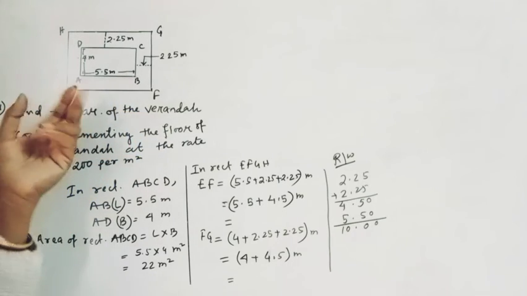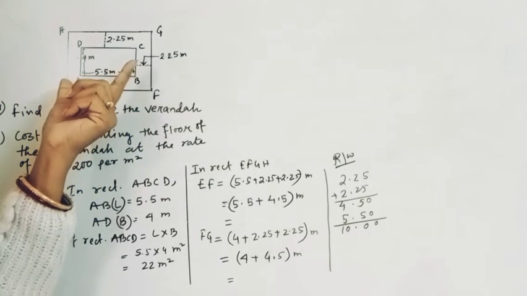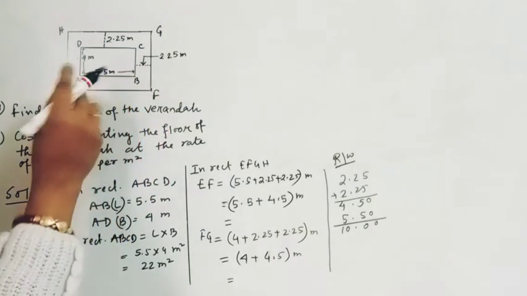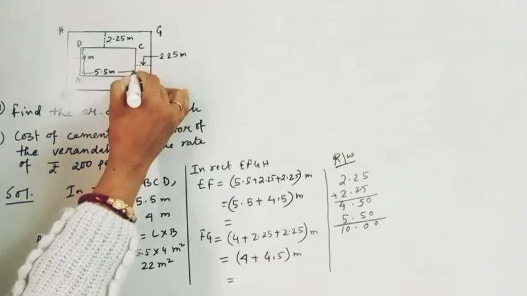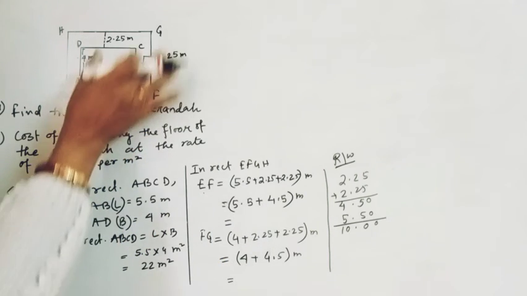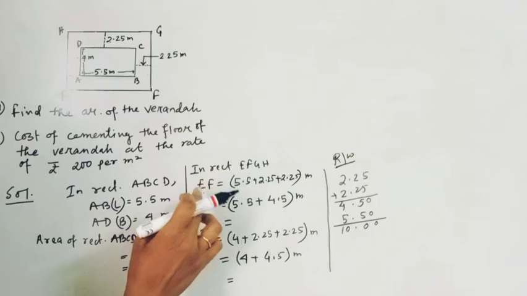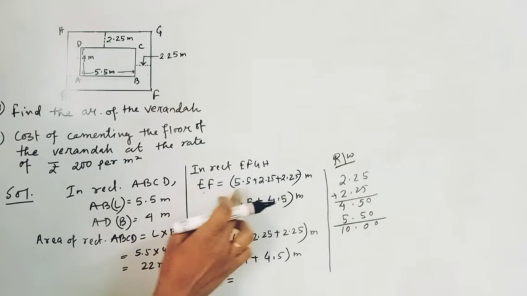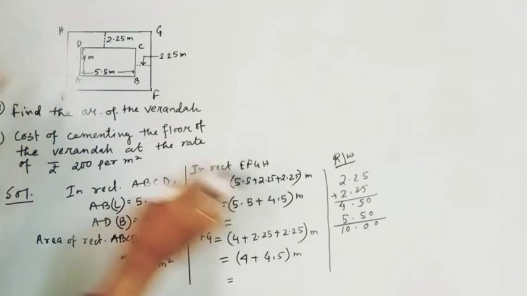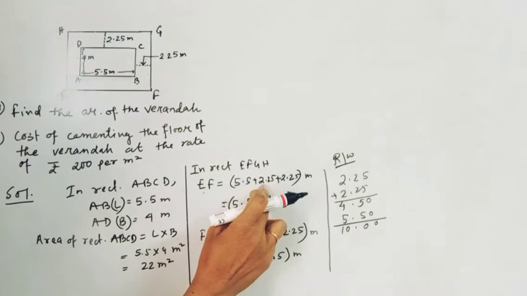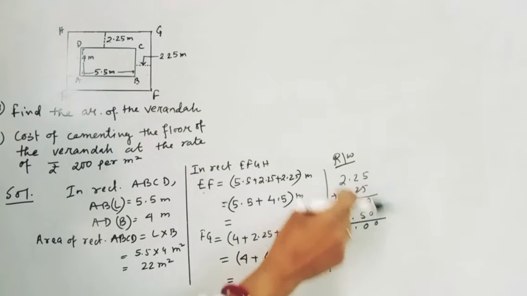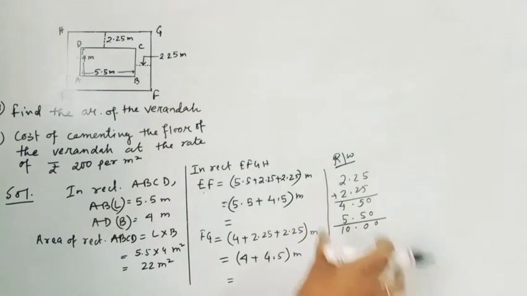Now I will find the length of the rectangle EFGH, which is the room along with the veranda. With the veranda, the length EF will become AB, that is 5.5, plus 2.25 from this side and 2.25 from this side. So EF is the length of the outside rectangular plot. You can see, students, 5.5, then 2.25 from this side and 2.25 from this side. I have done this rough work here; the rough work in the right side column you will do in your copy.